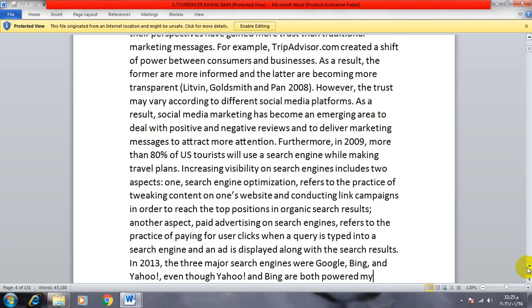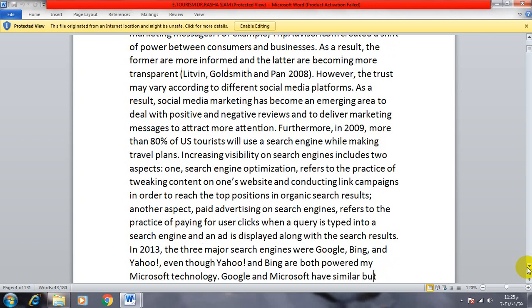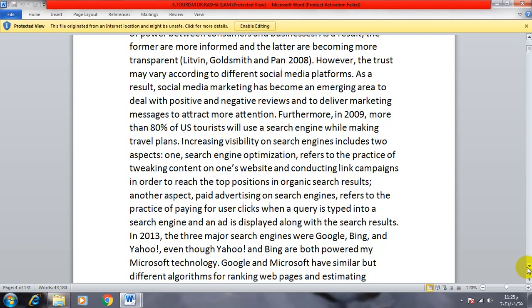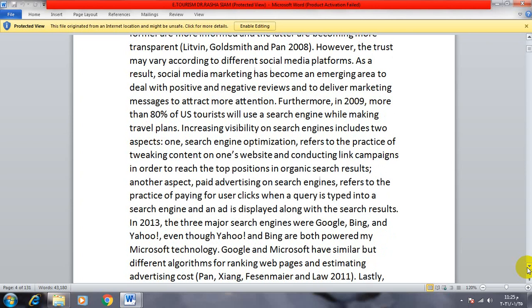In 2013, the three major search engines were Google, Bing, and Yahoo. Even though Yahoo and Bing are both powered by Microsoft technology, Google and Microsoft have similar but different algorithms for ranking web pages and estimating advertising cost.